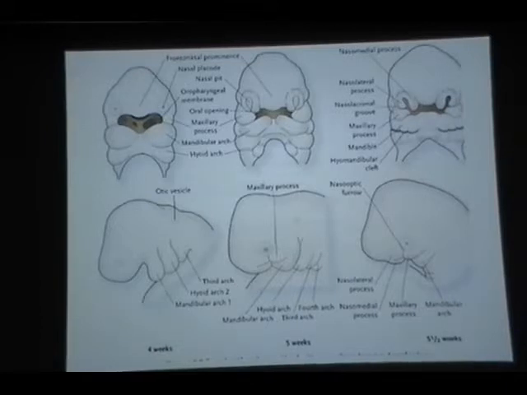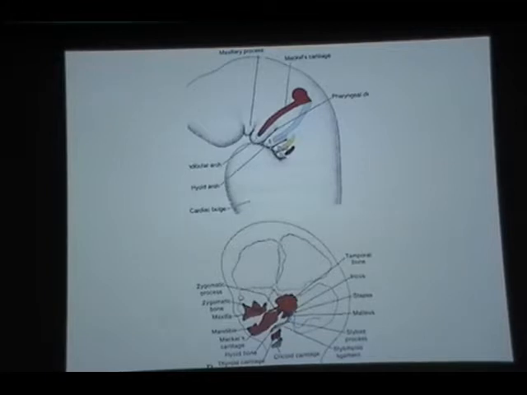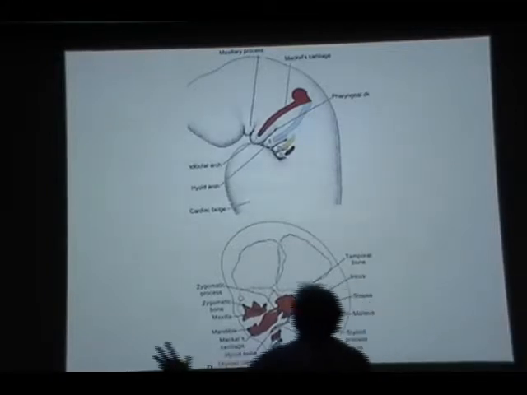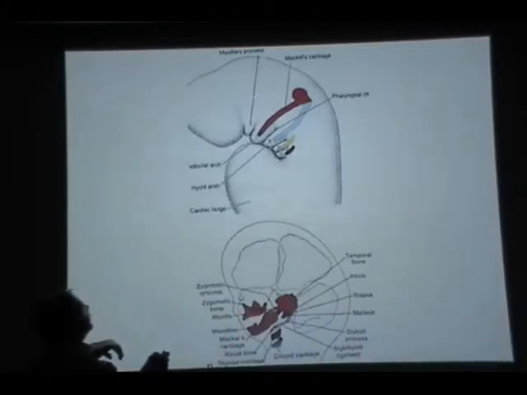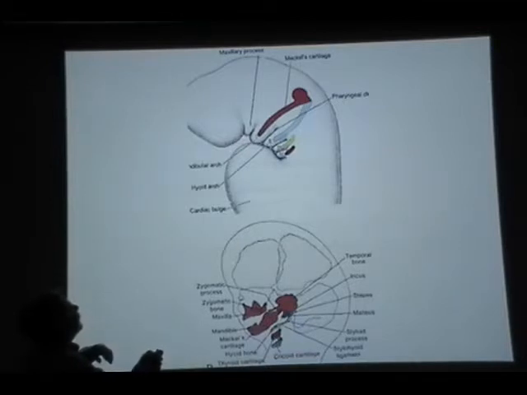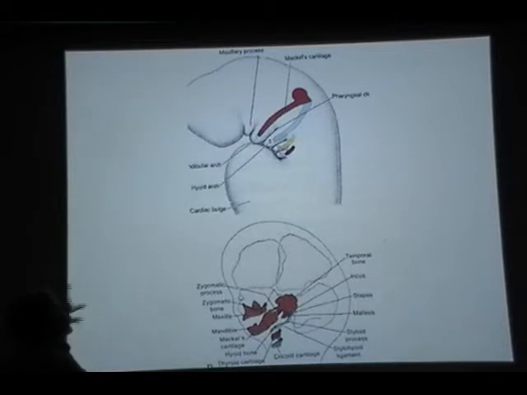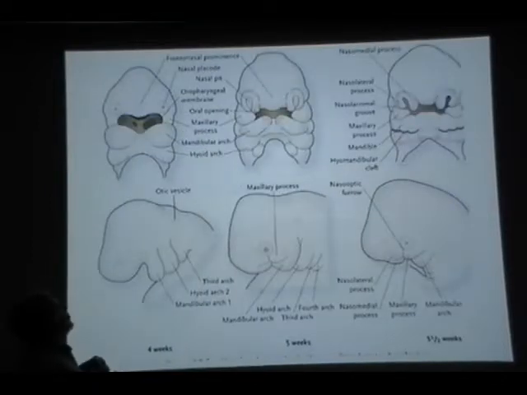So if we look at early development, we're looking at 4 weeks here. This is a large frontonasal prominence here. This is the maxillary process of arch 1. This is the mandibular process of arch 1. So we're taking this image and we're looking straight into what's termed the stomodeum. This is the primitive oral cavity. Eventually that will be overgrown by these pharyngeal arches, but we're looking from this direction in this image here. So this would be the stomodeum.